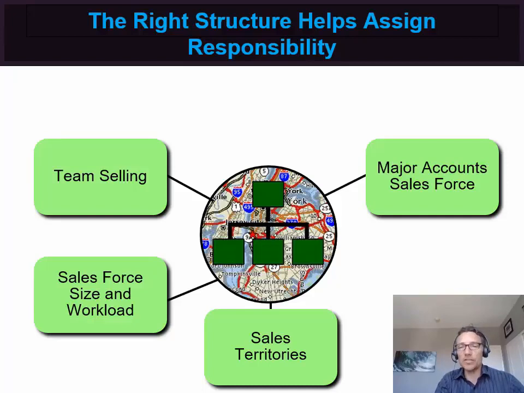Companies also use team selling. There'll be a team of people responsible for landing accounts. That kind of somewhat lines up also with major accounts. And salespeople want the most profitable sales territories, right?